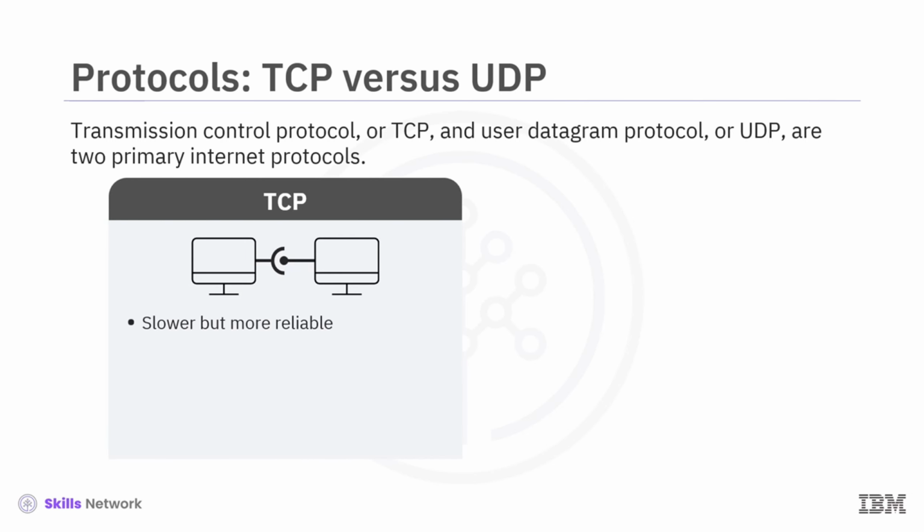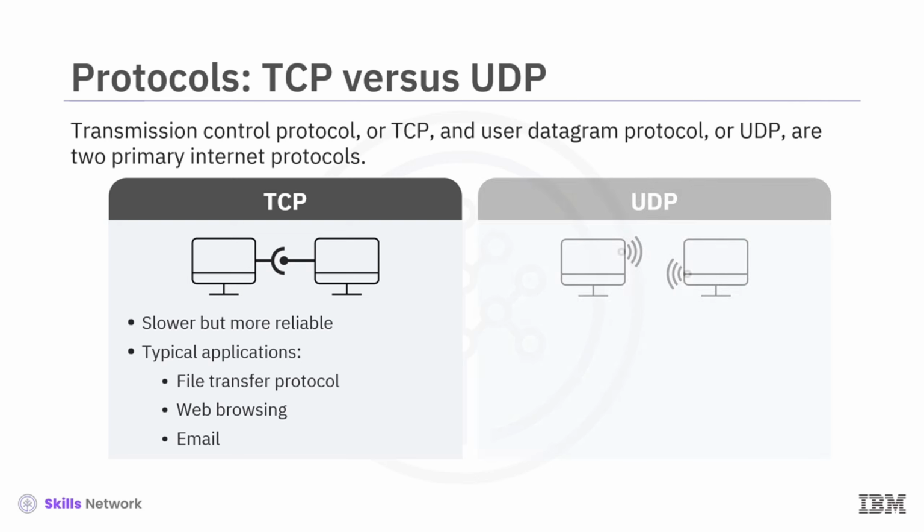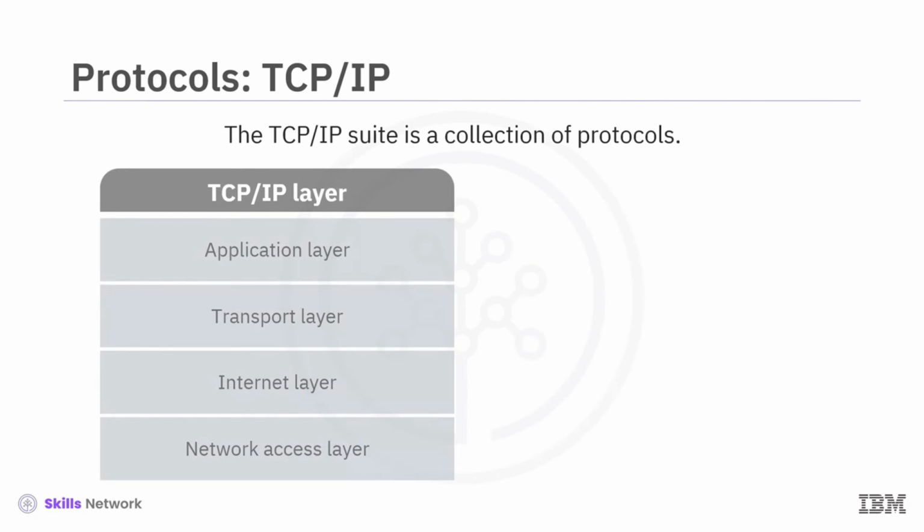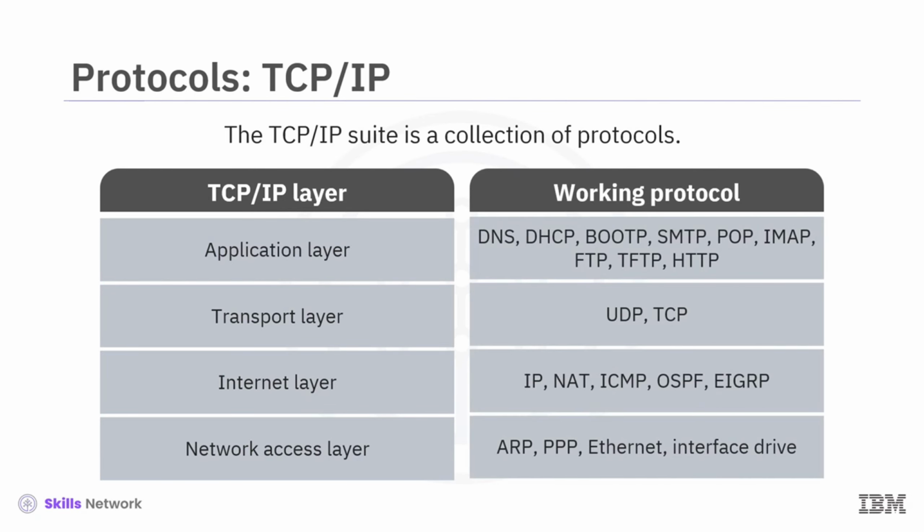TCP guarantees sent data makes it to its intended recipient. It's slower and requires more resources. File Transfer Protocol, or FTP, web browsing, and email are typical applications of TCP. UDP doesn't guarantee all packets will arrive, but it's fast and needs fewer resources, good for live streaming, online gaming, and calls over the Internet. The TCP/IP suite is a collection of protocols. Together, these protocols provide a complete networking solution.